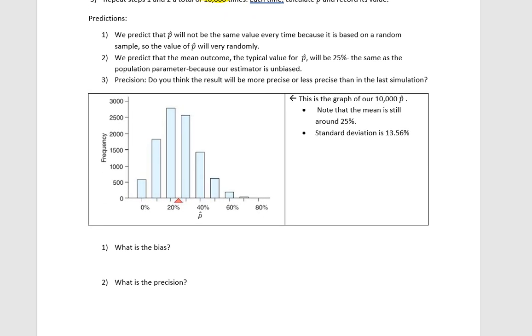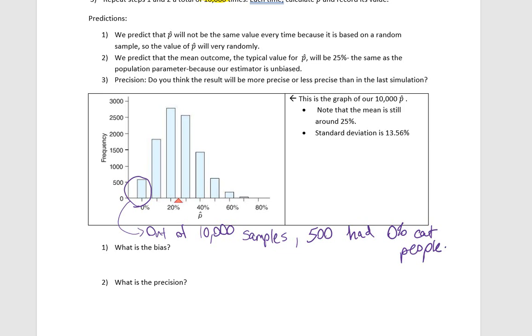So really quick, let me just point out how you would interpret this. What this means is out of the 10,000 samples that we looked at, about 500 had 0% cat people. Okay, so that's how you would interpret this.